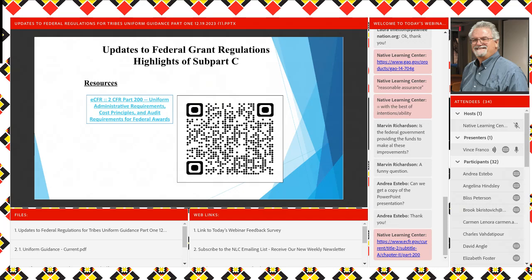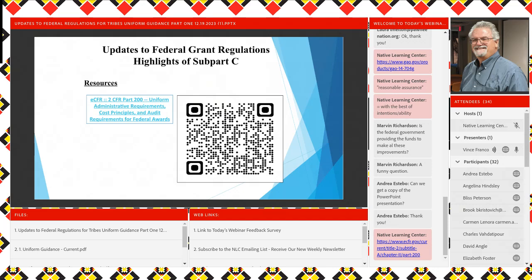You want to make sure you have the most recent version. And so that would be, I think it's December of 2022. So we're coming up on a year. That's the most recent version of the current regulations. And keep in mind, over on the left side of your screen, number 3, uniform guidance updates. Download that one as well.